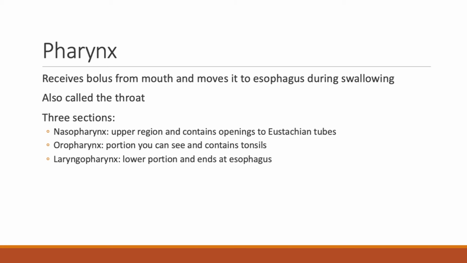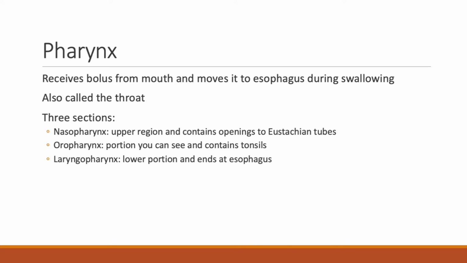The nasopharynx is the upper region that contains openings to the eustachian tubes. This is why you get middle ear infections, especially in young kids. That tube is really small, and it goes from your pharynx, where the bolus is, or where your nose drains, and it goes up into the middle ear, causing congestion inside the ear. Naso is your nose. Pharynx is within your throat. So nasopharynx is the upper region and contains openings to the eustachian tubes.